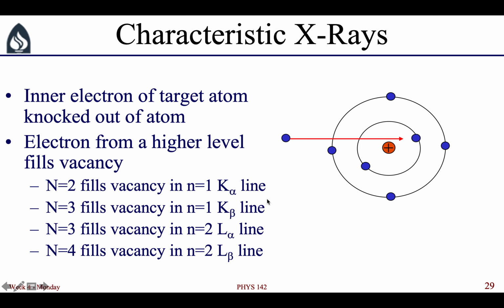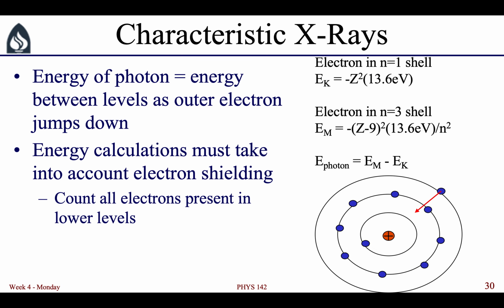If you're coming from n equals 3, then that's known as the K beta line. If you have electrons jumping down to fill vacancies in the n equals 2 energy level, if it's from that first energy level above, so n equals 3, then that's known as the L alpha line because the n equals 2 shell is sometimes called the L shell. So that's the L alpha line, and if you're jumping from n equals 4 to n equals 2, that's the L beta line.